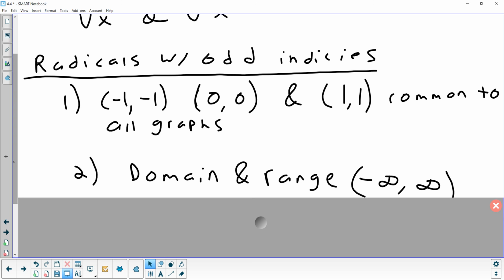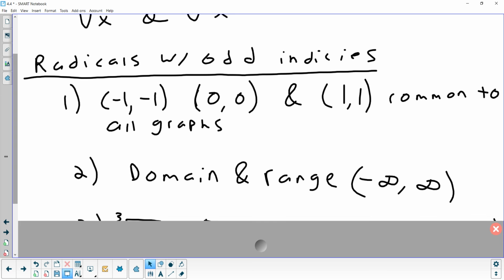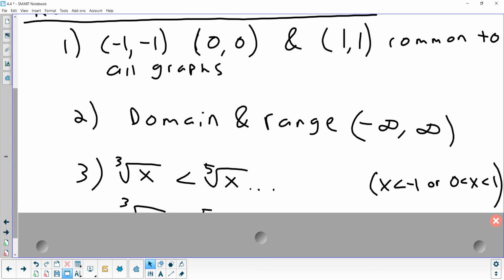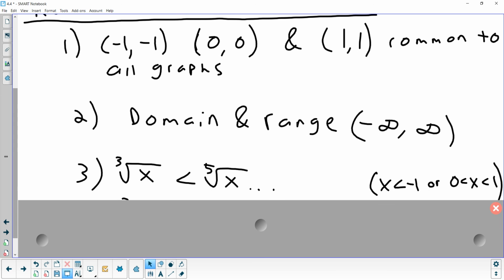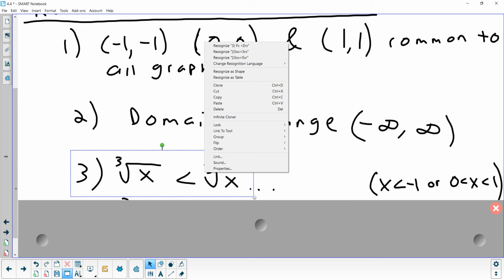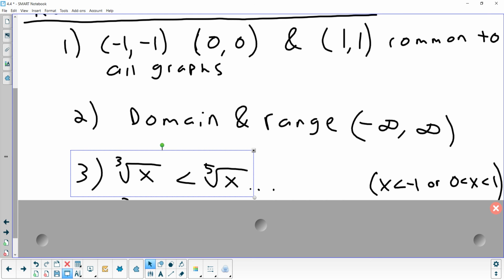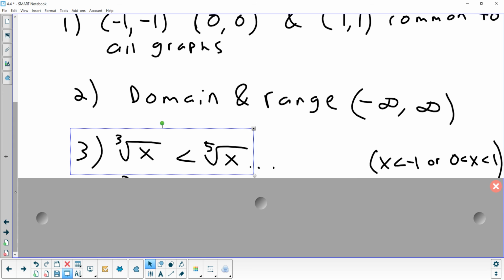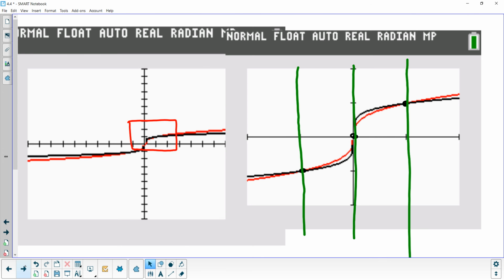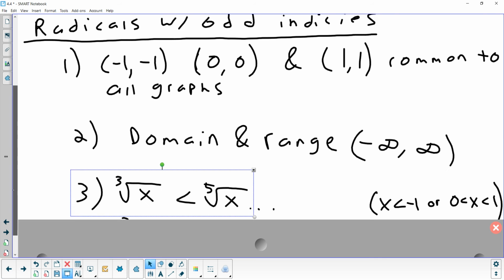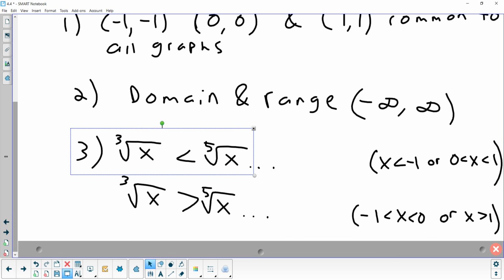First of all, domain and range is -infinity to infinity. We said that. It's going to go both directions. It goes up and down forever. And if you are in the less than -1 zone or the 0 to 1 zone, higher index will always be on top of a lower index. Look at the 0 to -1 zone. Okay. And let's look at this one and compare it.